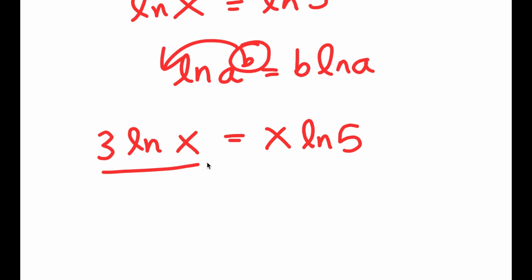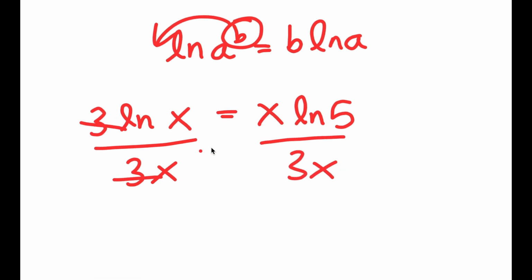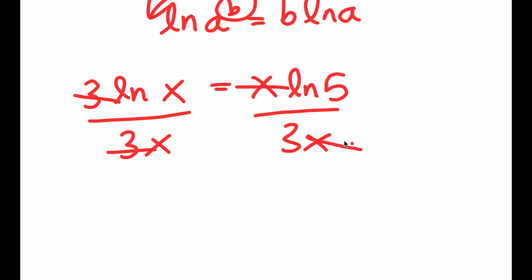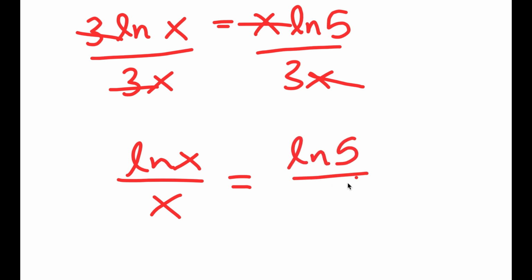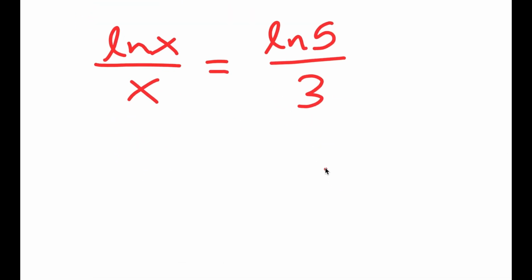Now, what I'm going to do is divide both sides by 3x. So this way, for my left-hand side, these two cancel out, and for my right-hand side, these two cancel out. So now, all my terms with x I have on my left-hand side, and all my normal terms I have on my right-hand side.